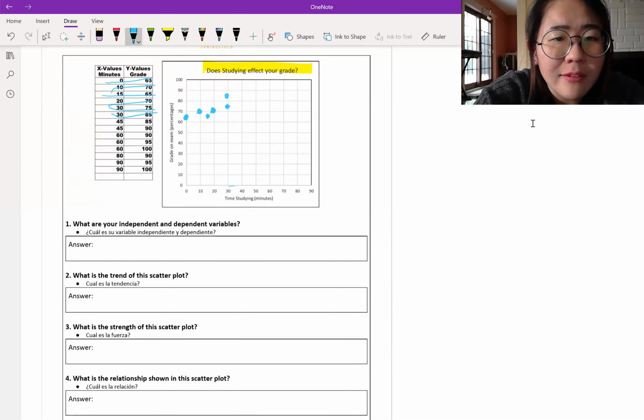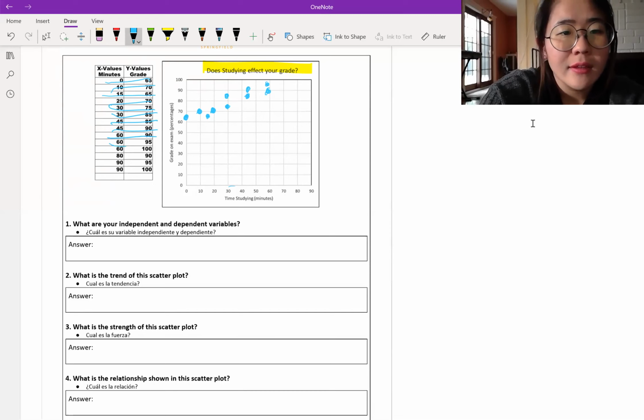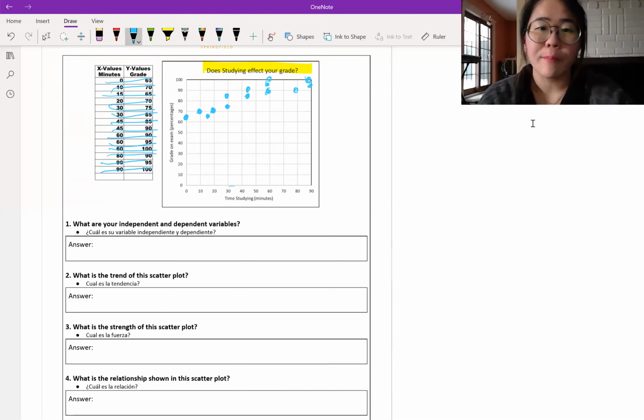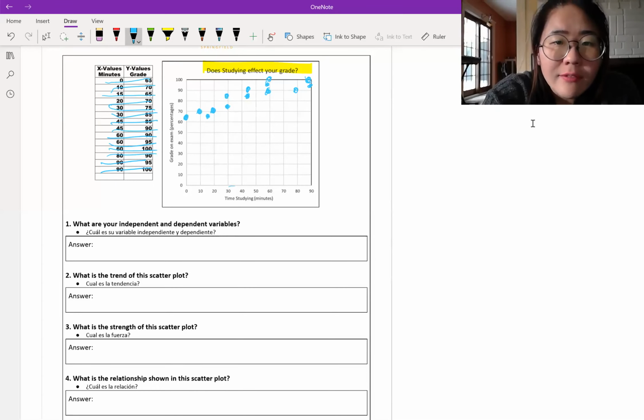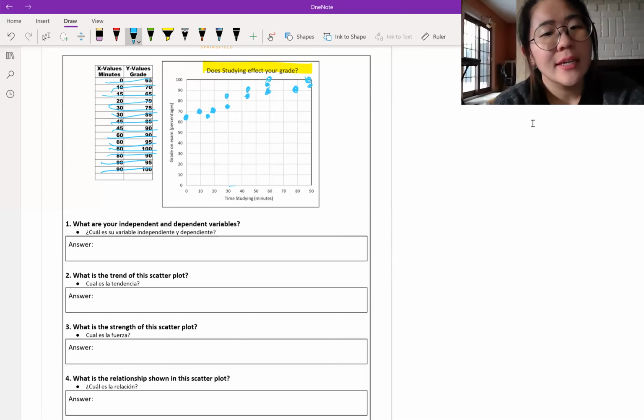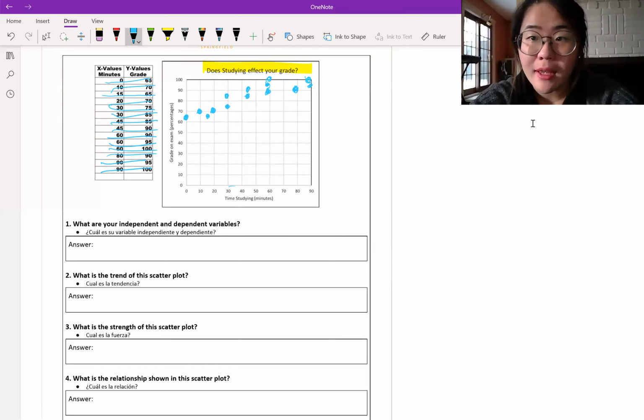45, 85, 45, 90, 60, 90, 60, 95, 60, 100, 80, 90, 90, 95, and 90, 100. All right, so we got a general graph right here. That's our points, excellent. Now, we're going to go through what are our independent and dependent variables.